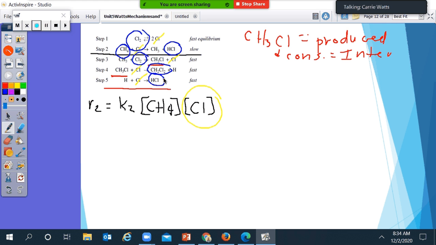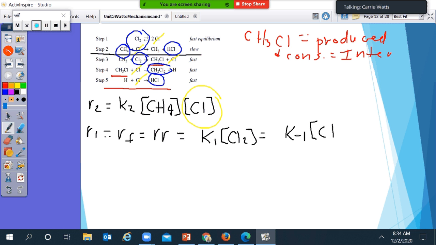So I have to look at my equilibrium principle. Now I'm going to look at rate 1 because it's a fast equilibrium. I know the rate of the forward is going to equal the rate of the reverse. For the forward, I'm going to call that K1 times the concentration of Cl2, which is going to equal the reverse, which I'm going to call K negative 1 for the rate constant, times Cl squared.